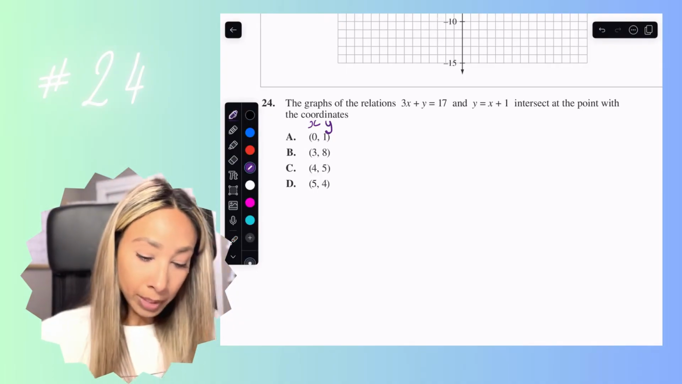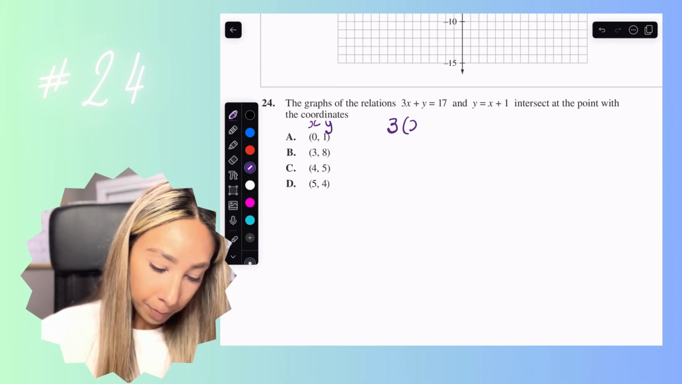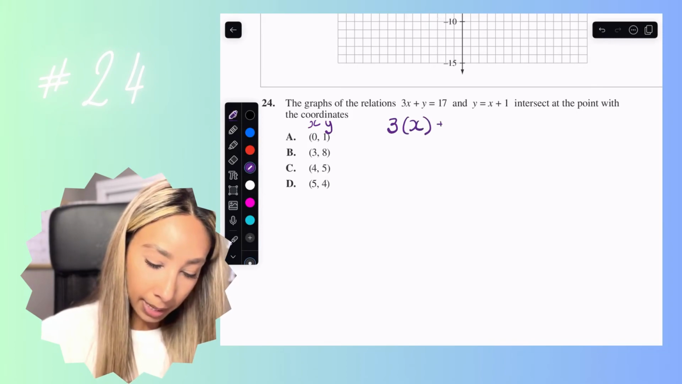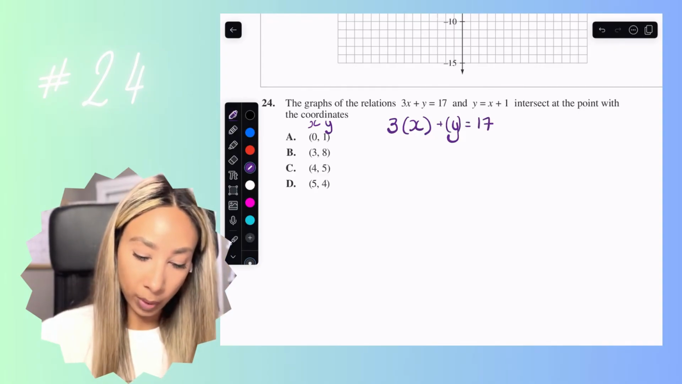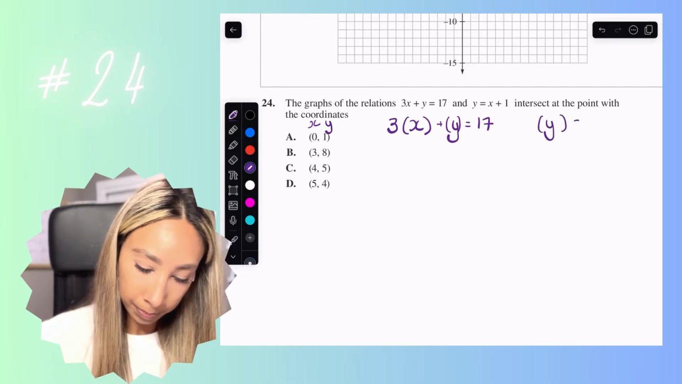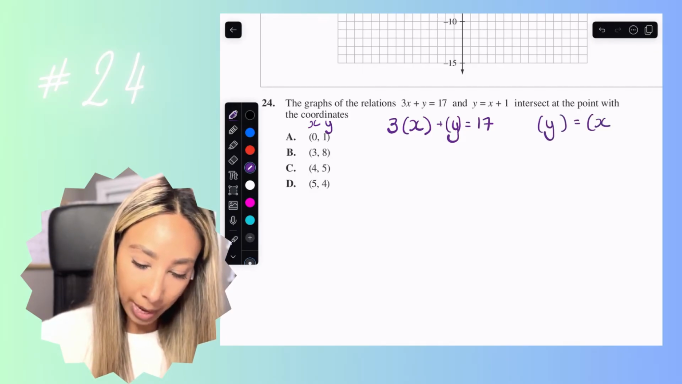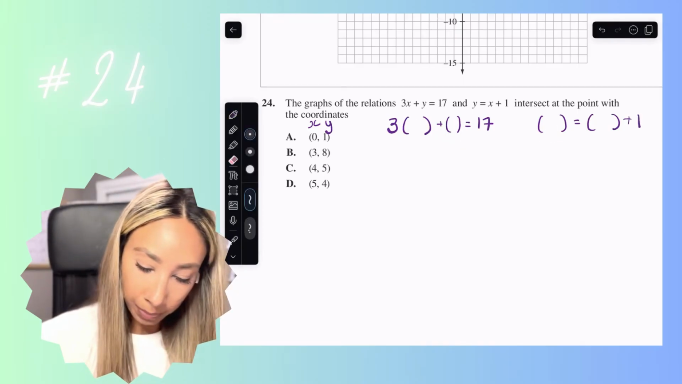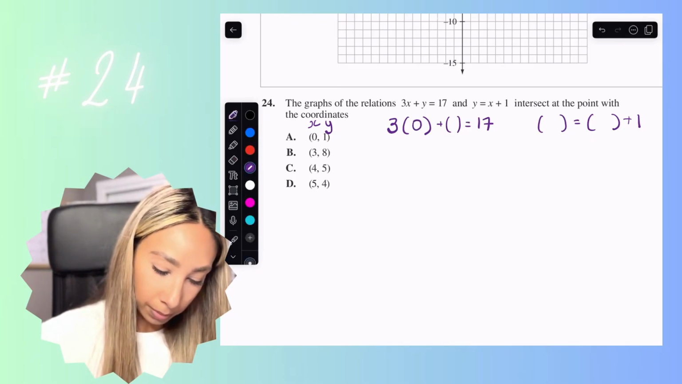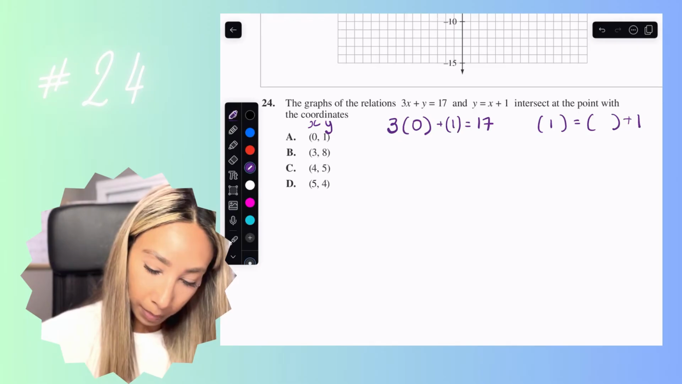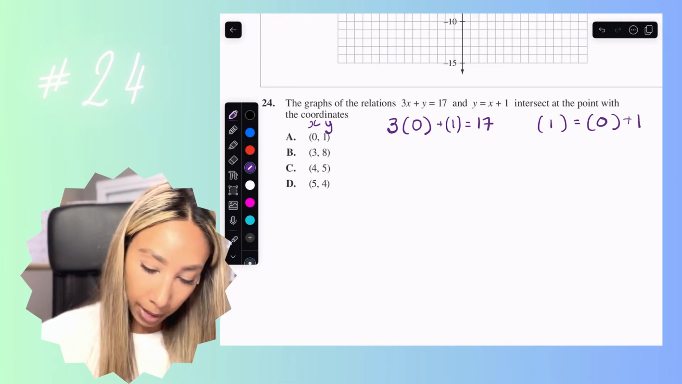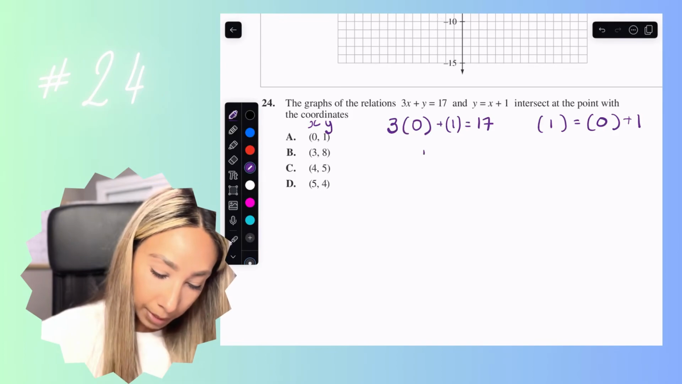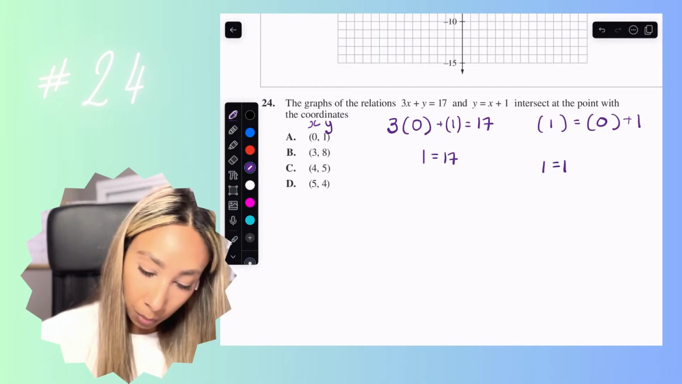So what I'm going to do is I'm going to write a little bit of a template here where I'm saying in the place of the x and the y, I'm going to be inserting those points there. And I'm just drawing the brackets in there to remind myself that I'm putting in some numbers. So for the first point, I'm going to put in 0 and 1 wherever there is an x and a y. So when I solve this, I am getting 1 equals 17. And for this one, I'm getting 1 equals 1.